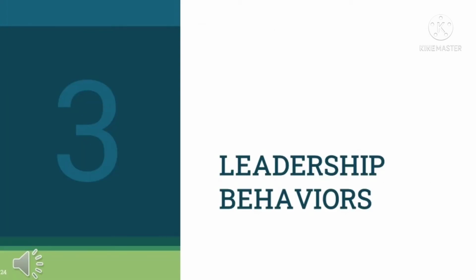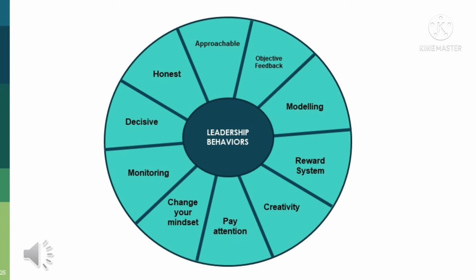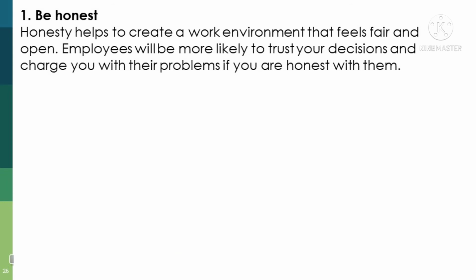Let's now proceed to discussing the different behaviors a leader must possess. This graphic organizer shows the leadership behaviors. A leader must be honest, be confident in your decisions, be approachable, provide objective feedback, lead by example or modeling, create a reward program for staff members, change how you approach your work, address potential issues before they become problems, pay attention to the needs of individual employees and try to meet them, and encourage creativity by keeping lines of communication open.